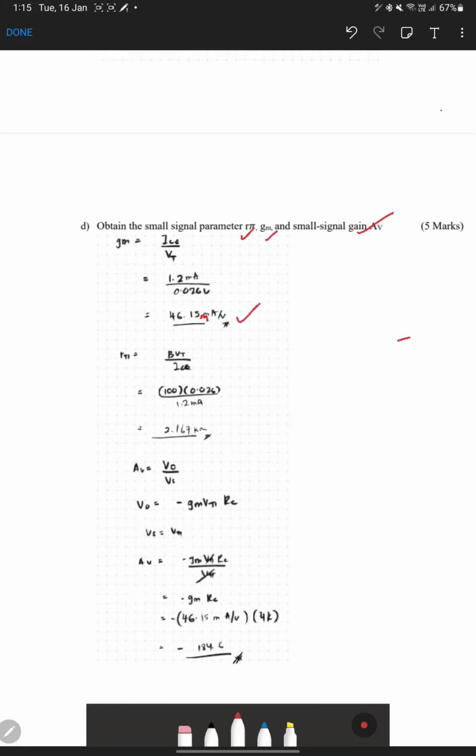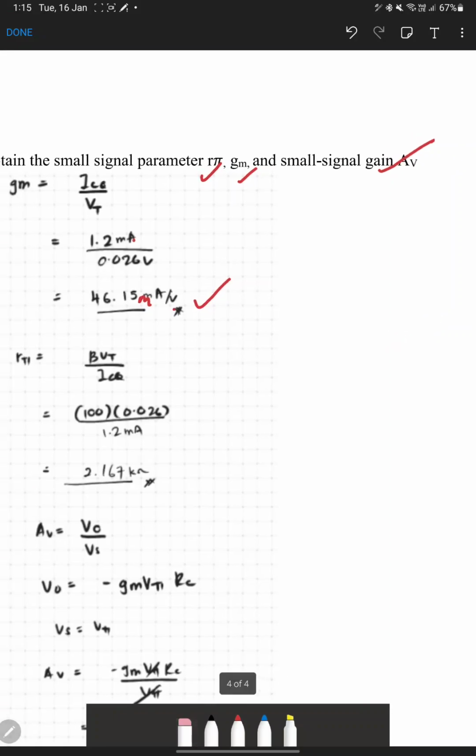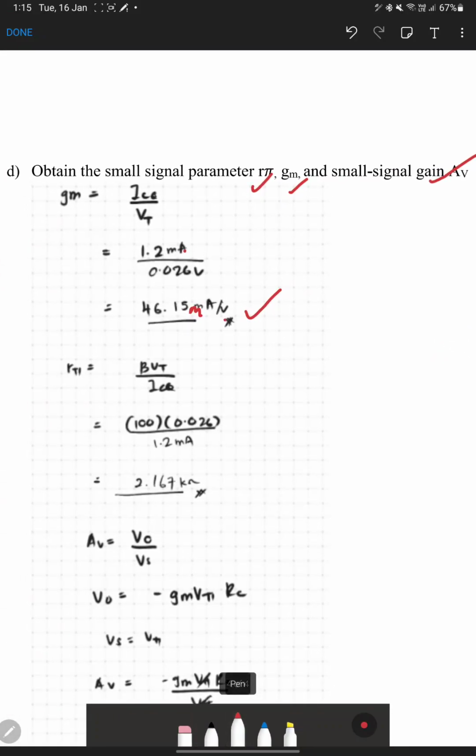Right? For the R pi, the formula for R pi is beta VT over ICQ. So beta is 100, VT 0.026 over 1.2 milliampere. Then we got the value R pi 1.67 kilo ohms. Right. Okay, now we can proceed to find the AV.